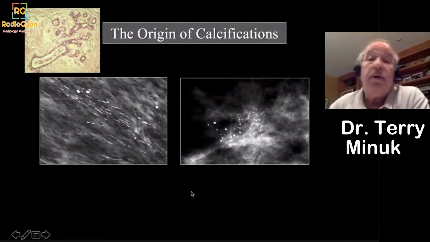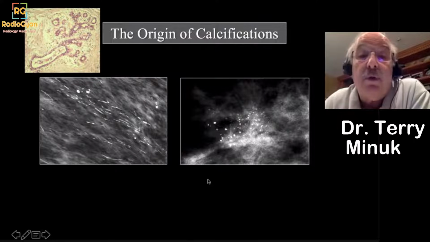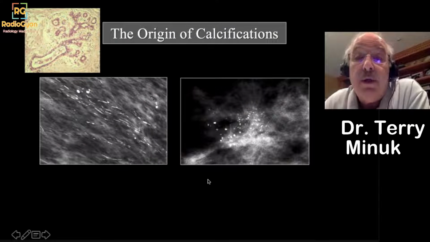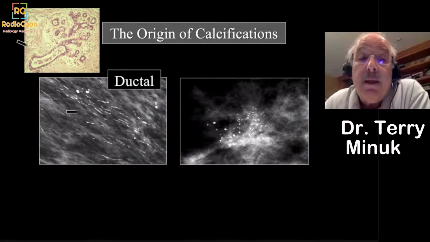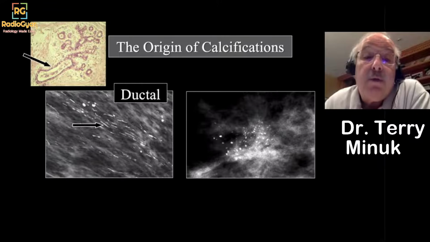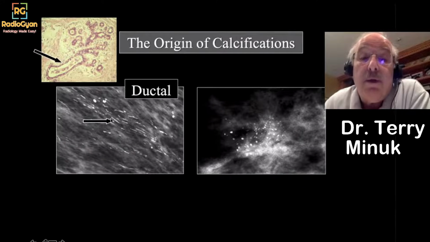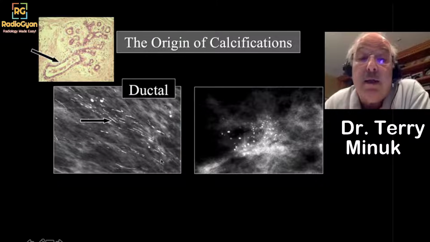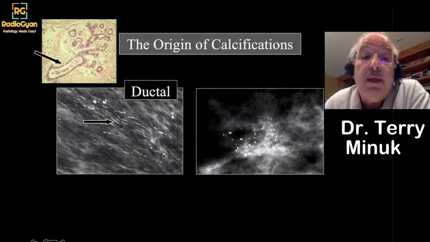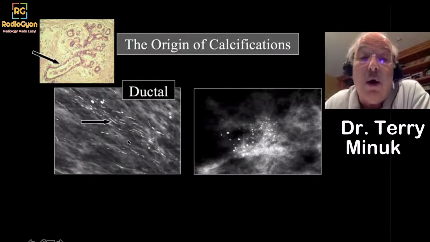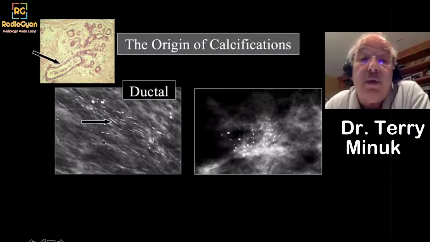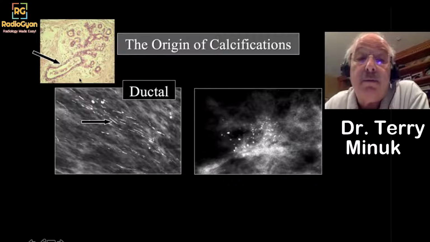Now, when we talk about calcification, it's helpful to look at the shape of the calcification to gauge where it might have arisen from. Ductal calcifications are linear and they track within a duct, and they tend to be in a segmental distribution. So when you look at the calcifications that I've shown there, you can tell they're long, in this case, rod-like calcifications. They're obviously arising in a duct.